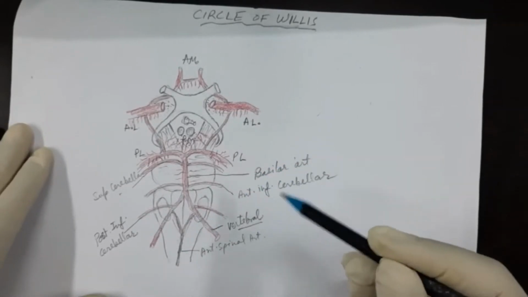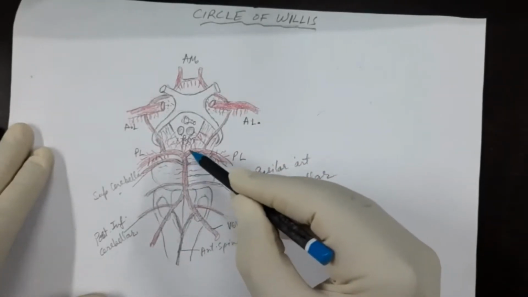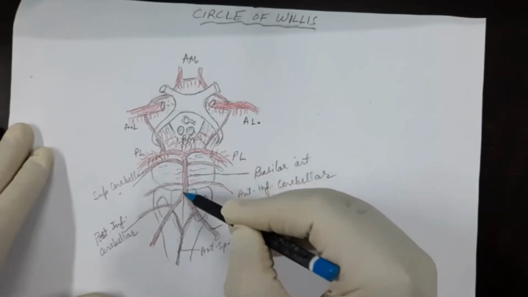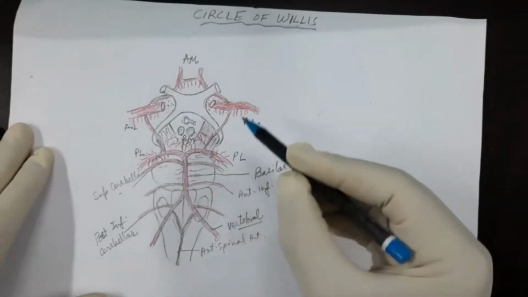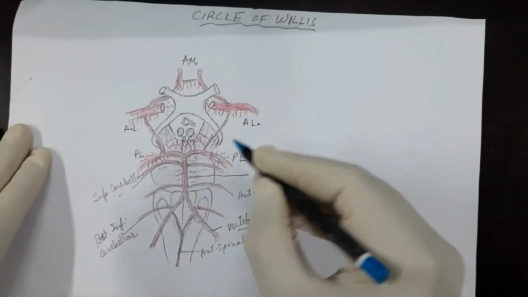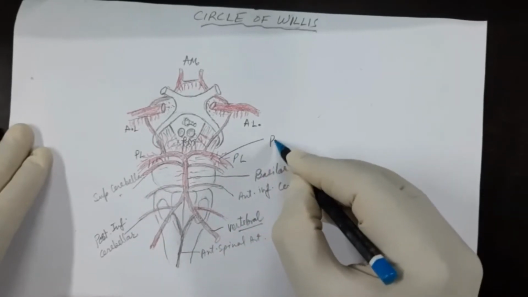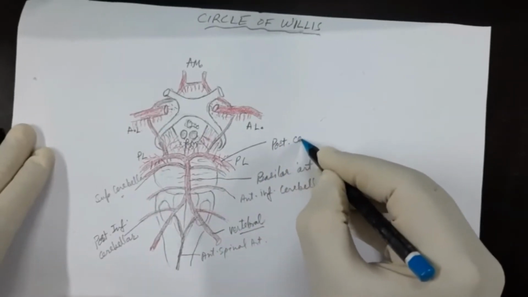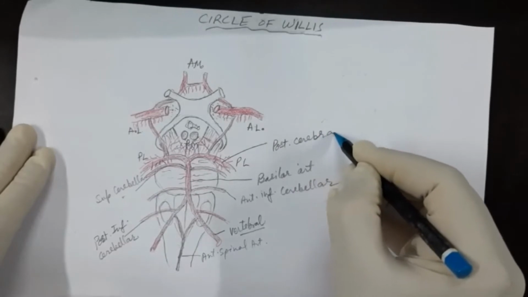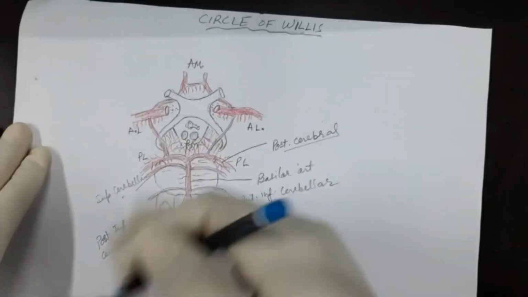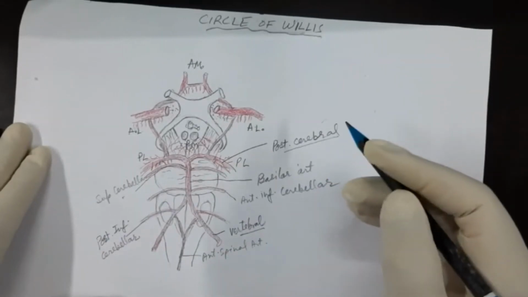They are the main supply. While the bifurcation which takes place at the upper border of the pons of the basilar artery is called the posterior cerebral artery, on the right and left. It is called posterior cerebral because it goes to the cerebral cortex, not to the cerebellum. The remaining branches were going to the cerebellum.